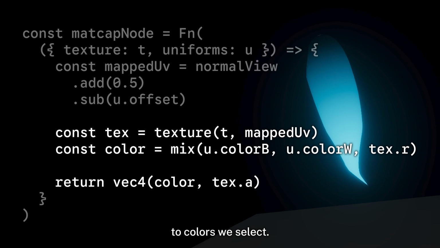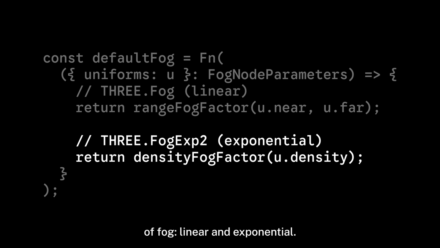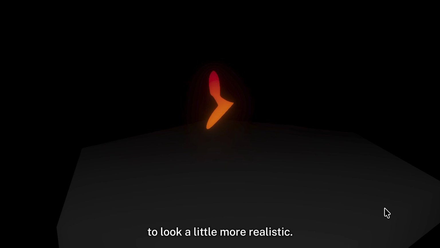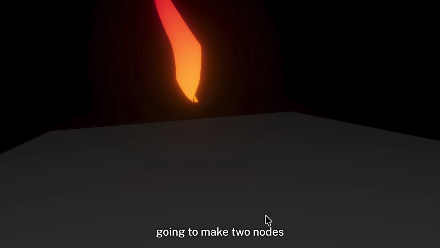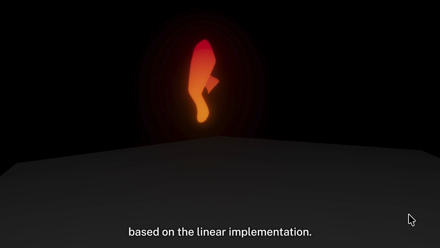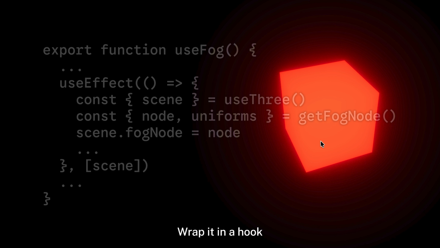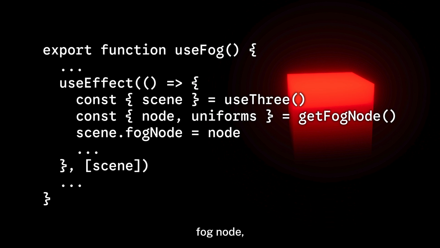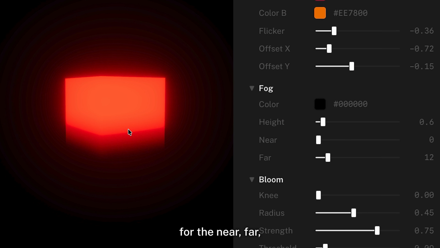Three.js comes with two types of fog, linear and exponential. For this scene, I preferred the look of linear, but exponential is supposed to look a little more realistic. So for our custom fog, I'm going to make two nodes based on the linear implementation. One fog for the XZ axis, and one for the vertical Y axis. For a subtle aesthetic improvement, I used smooth step instead of a linear curve, and then I combined the XZ and Y fog to get the final output. Wrap it in a hook that's passed to the scene's fog node, set up the sliders for the near, far, and height parameters, and we're done setting up our fog.